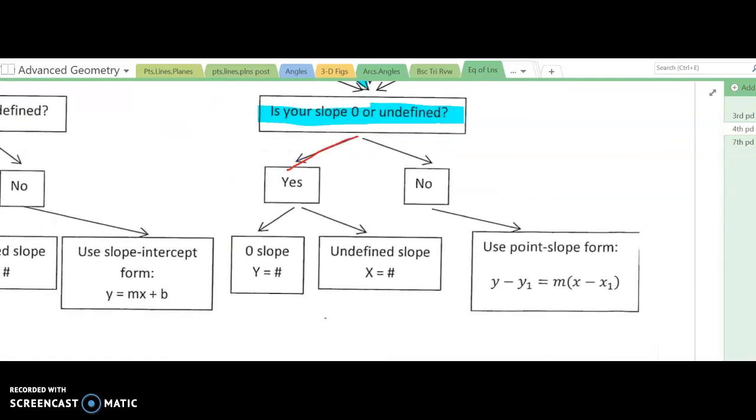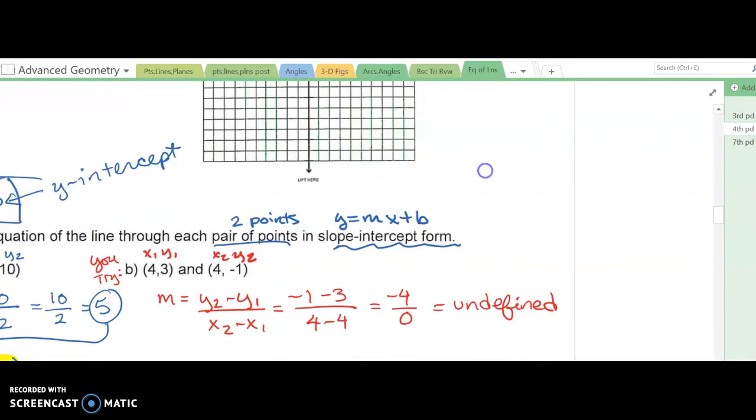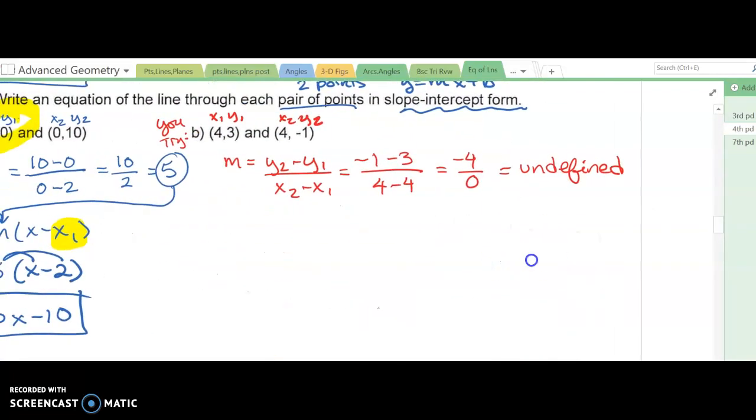Well, oops. If it's a yes and it's undefined, then that's my indication that my formula, instead of y equals mx plus b this time, y equals mx plus b doesn't work when your slope is undefined. Your equation then changes to x equals some number. So if we go back to our formula, we know it's now x equals blank. The question is, what should I put there in my blank? What should my x equal?